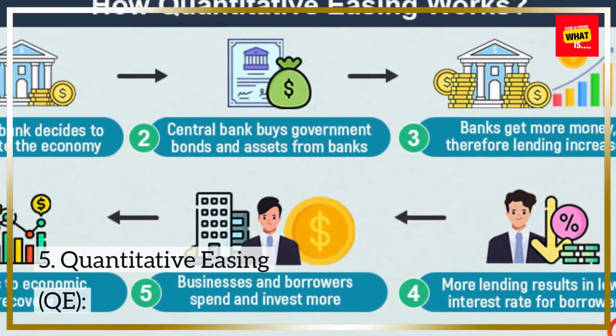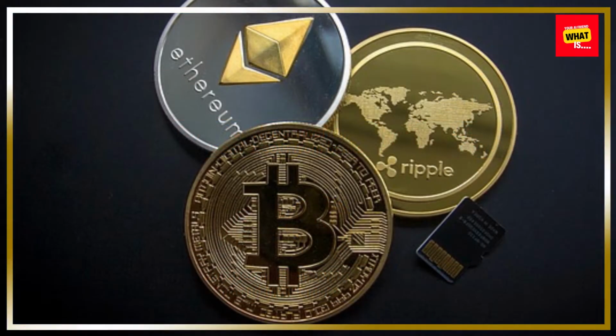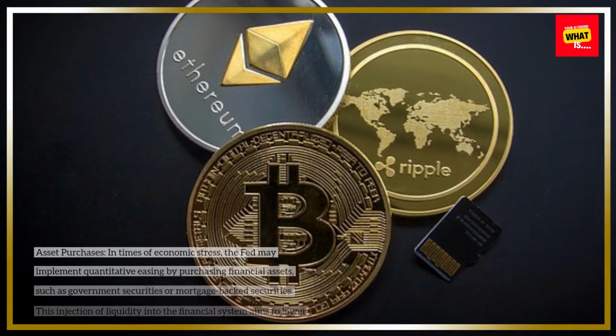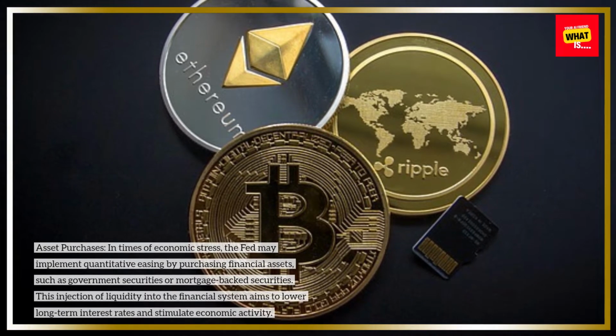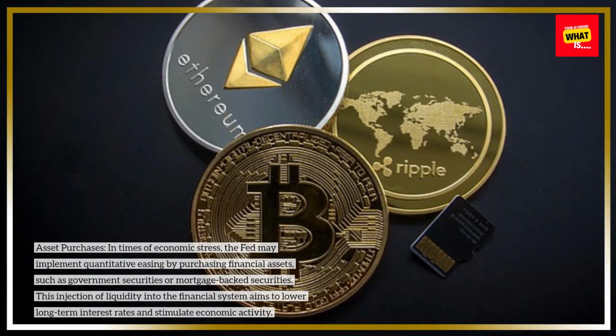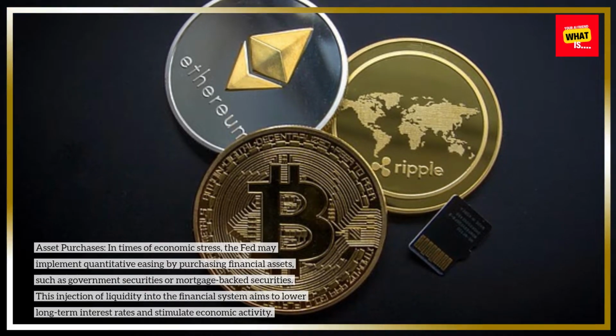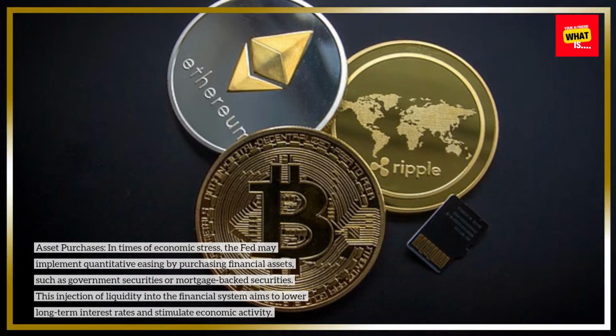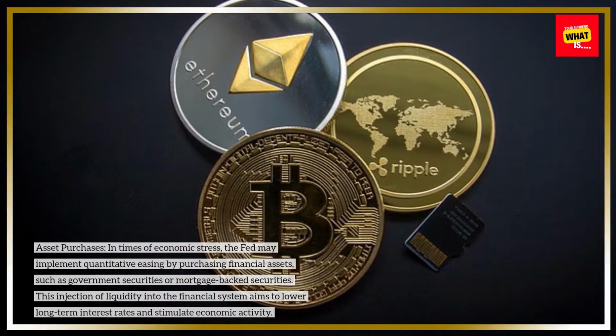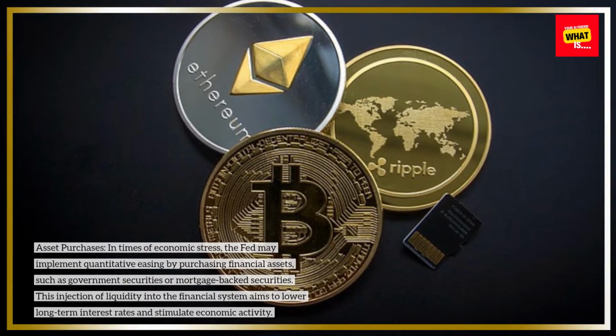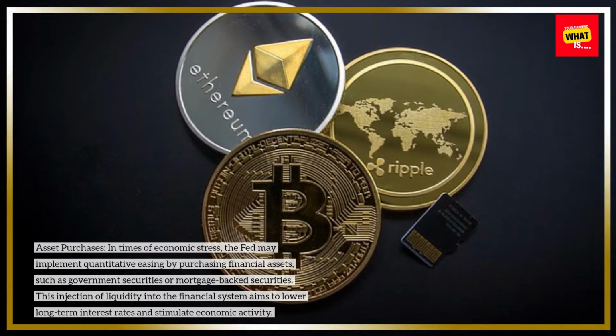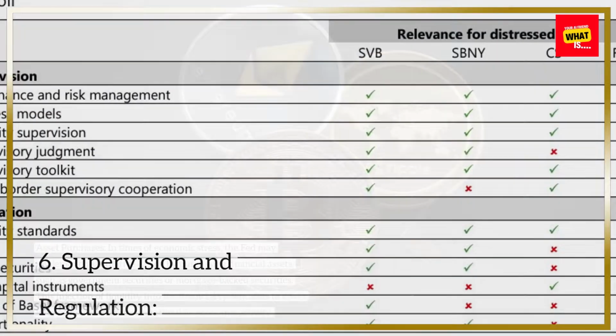5. Quantitative easing, QE. Asset purchases. In times of economic stress, the Fed may implement quantitative easing by purchasing financial assets, such as government securities or mortgage-backed securities. This injection of liquidity into the financial system aims to lower long-term interest rates and stimulate economic activity.